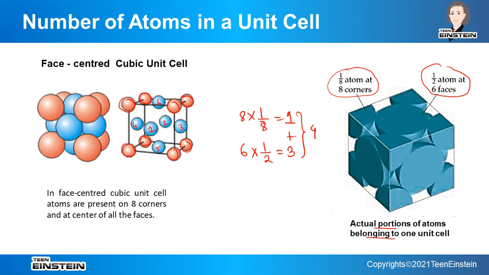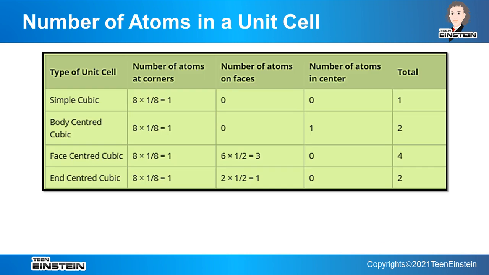So this we have discussed in the previous slide, but now we know the actual reason why the total number of atoms in an FCC unit cell is 4. Here in the table we have all the values that we have obtained. Simple cubic is 1. For body centered cubic, it is 2. For face centered cubic, it is 4. And end centered cubic, actually these are less common, so that is why the picture is not shown.